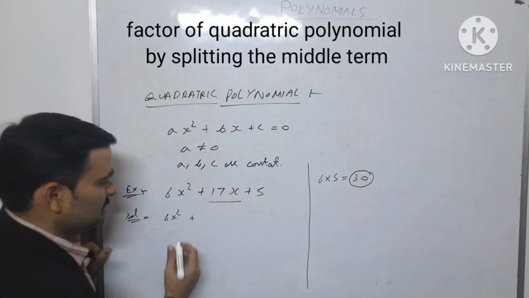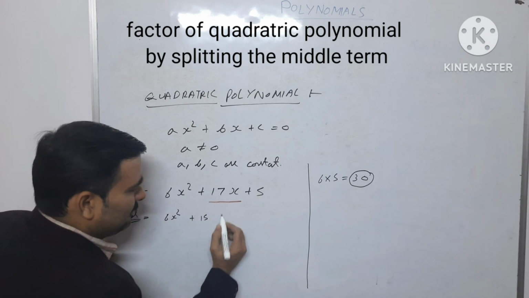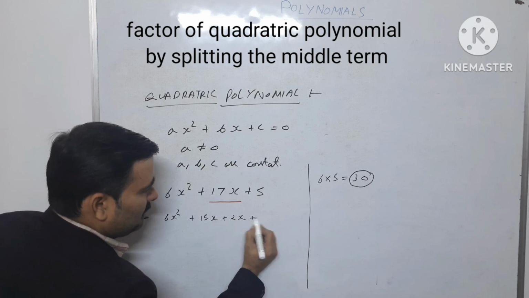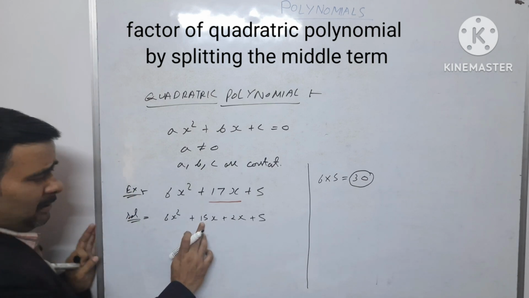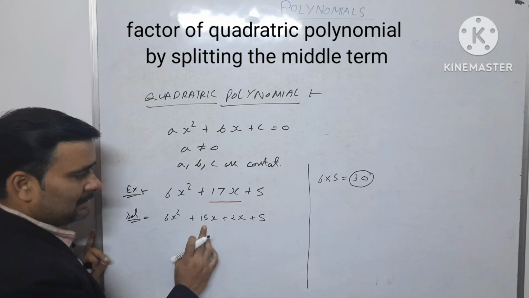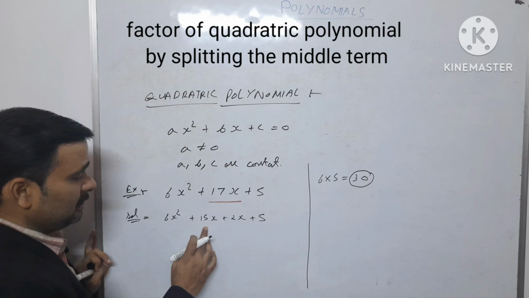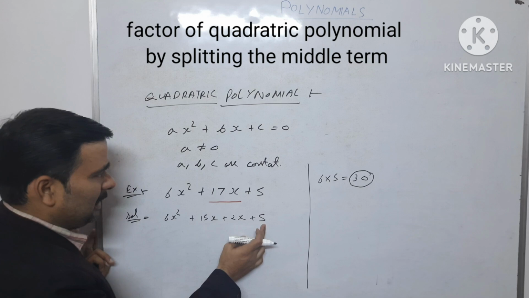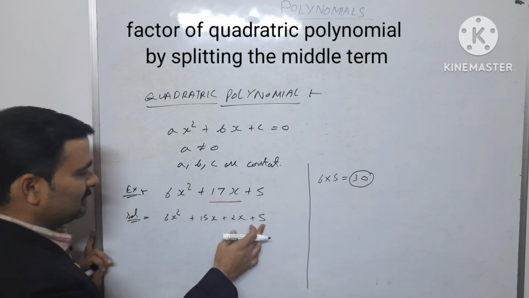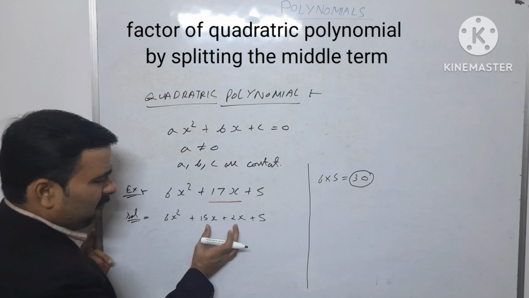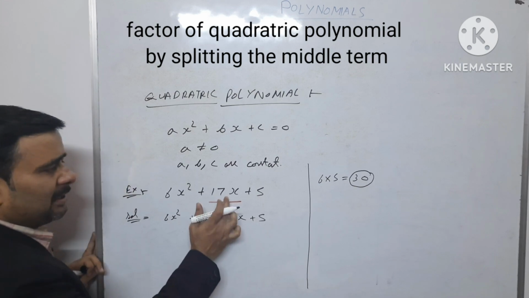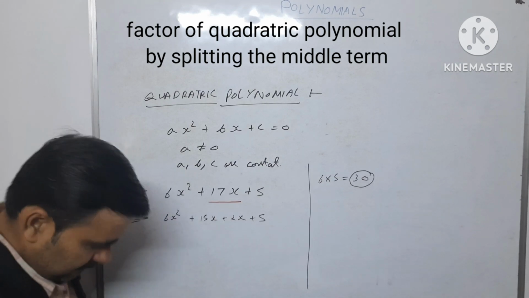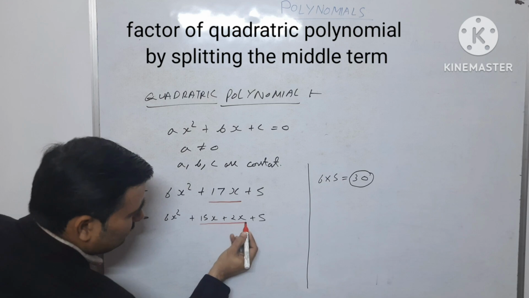Let's understand this example. Suppose we write 6x square plus 15x plus 2x plus 5. Here if we multiply 15 by 2, we will get 30, and if we multiply a and c, we will also get 30, and if we add 15x plus 2x, we will get 17x. So in this scenario, what we have done is split the middle term.